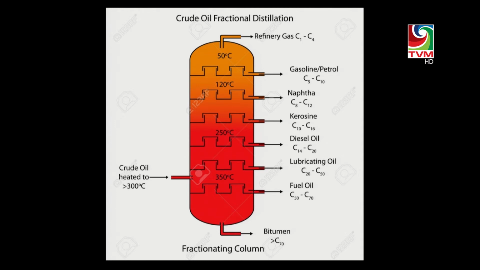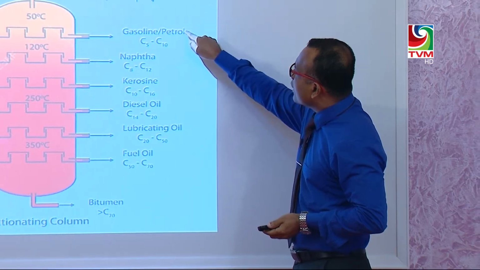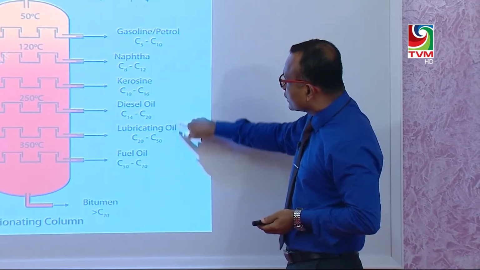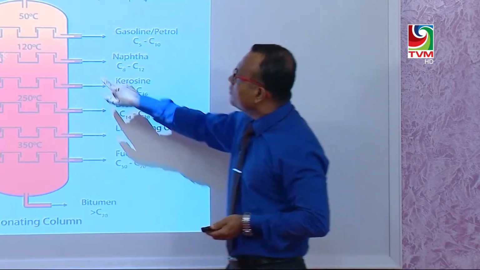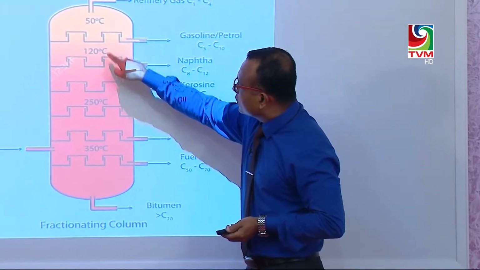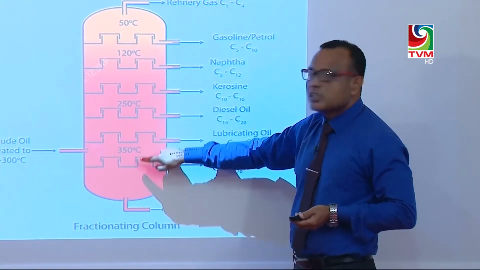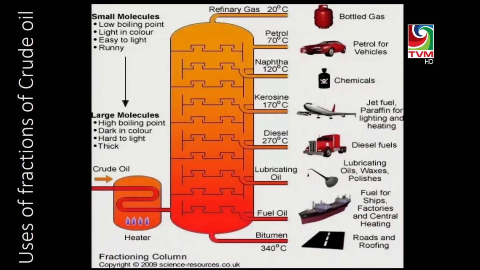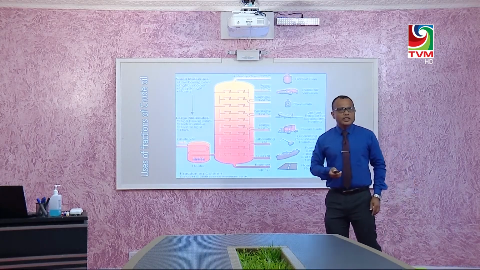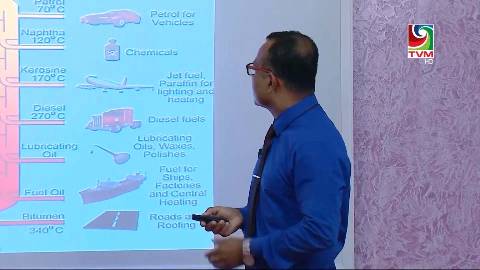As you go down, as fractions go down, the number of carbon atoms in each fraction is increasing. At the same time, the boiling point of the fraction increases. 50, 120, 250, 350. We must remember not only the names of fractions but also the uses of fractions.